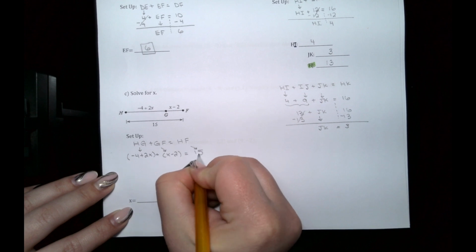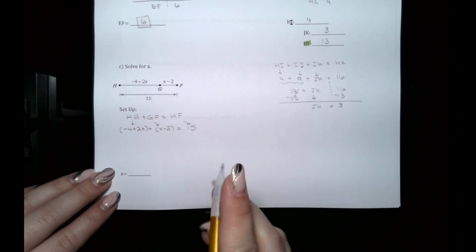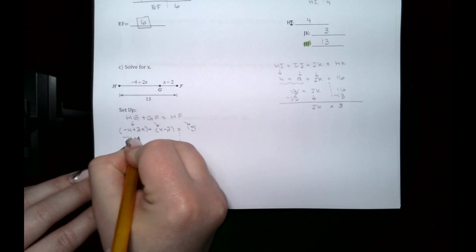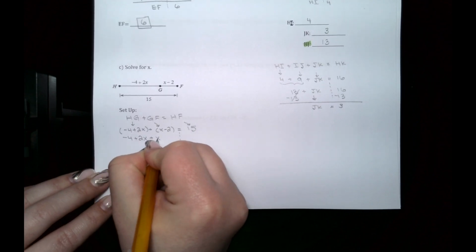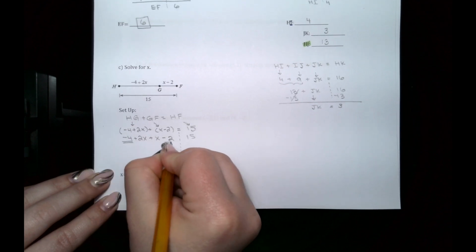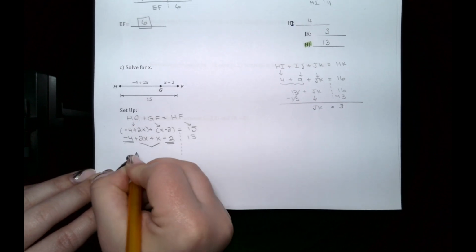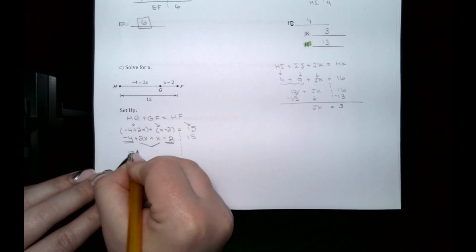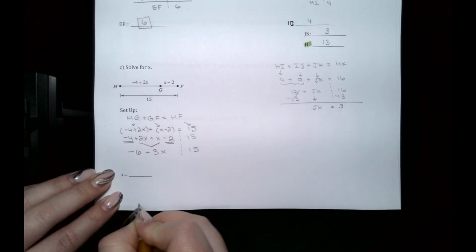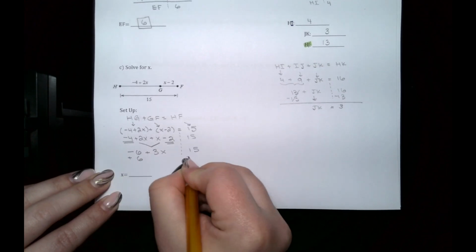HF is 15. Now this one is asking you to solve for x, so we're going to drop the parentheses. We don't need them. We are going to combine like terms first on one side. So things like the negative 4 and the negative 2, so we have a negative 6, plus 3x. Bring down the 15. I'm going to add 6 to both sides.